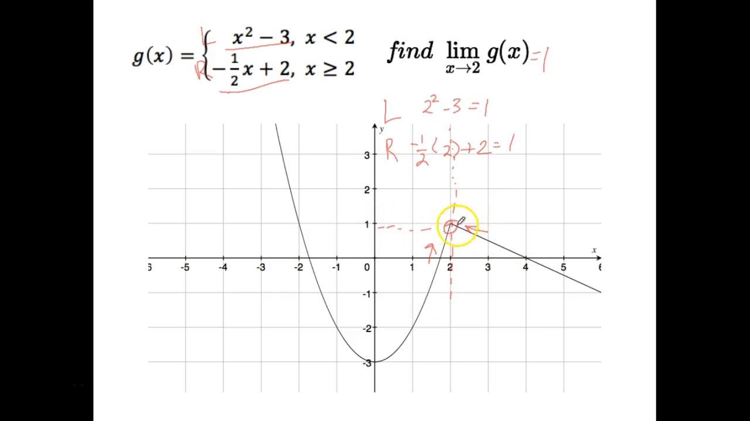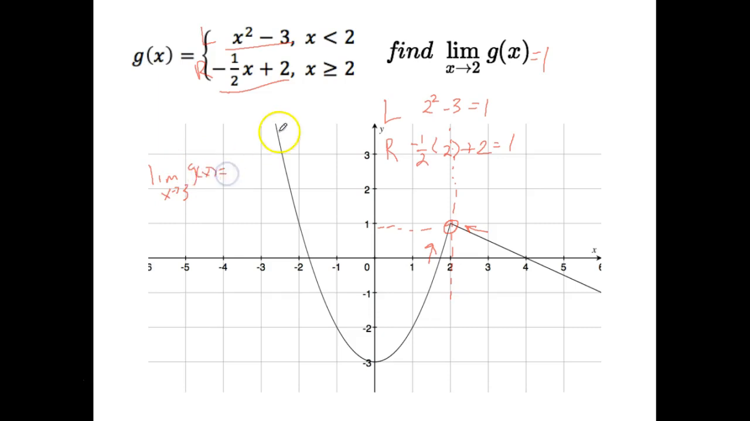Since I know that they are hitting the same y value at this changing point, that must mean that the limit is equal to 1 at 2. Yeah? Now let's say they asked a different one. Let's say they asked maybe the limit as x approaches 3 of g of x.